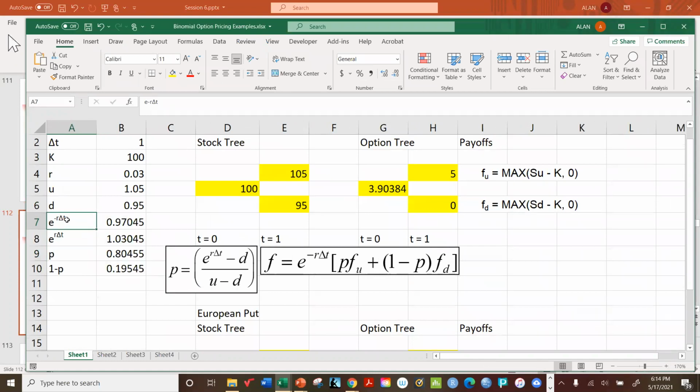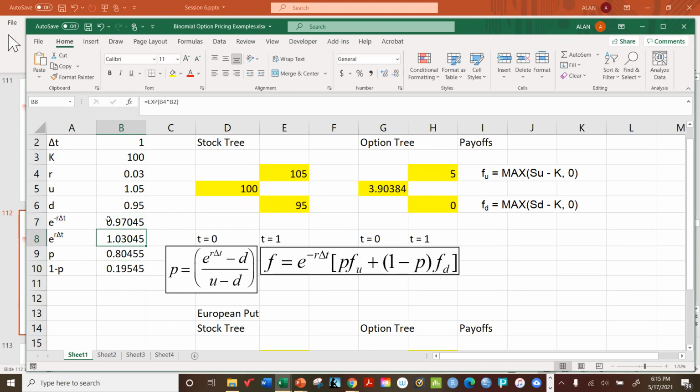This one is the present value of $1 based on the risk-free rate of interest. This is the future value of $1. This is the risk-neutral probability of an upward movement. And this is the risk-neutral probability of a downward movement. And these P's obviously come from here. So P is this formula. And this is simply 1 minus that.